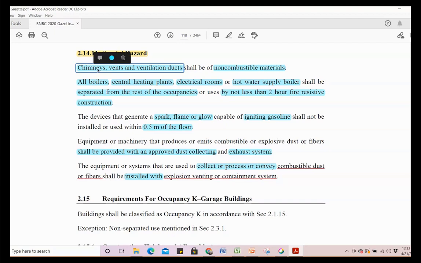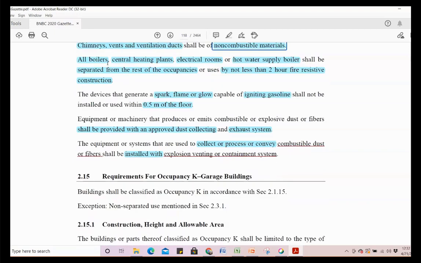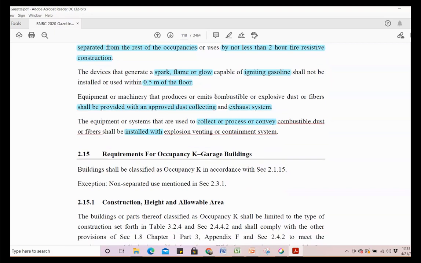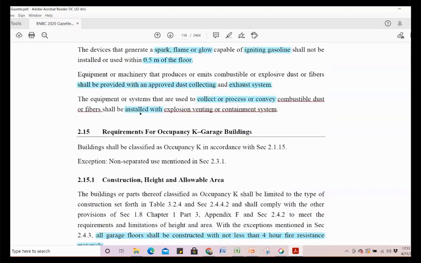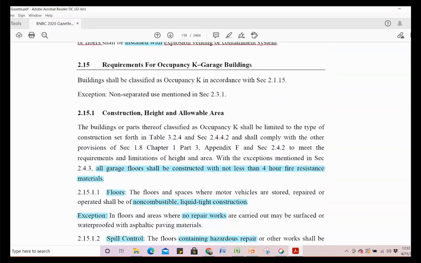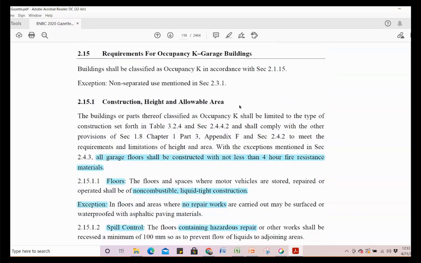For special hazard situation, chimneys, vents, and ducts must be of non-combustible material. Like for boiler, heating plant, electrical room, water supply boiler, they have to be separated from the rest of the occupancies, and it must have a 2-hour fire resistive construction or more. There are a few points. We are not touching them. We have some shortage of time.